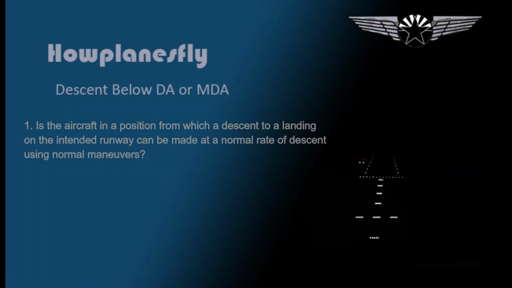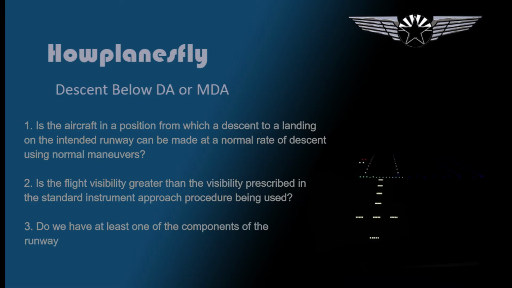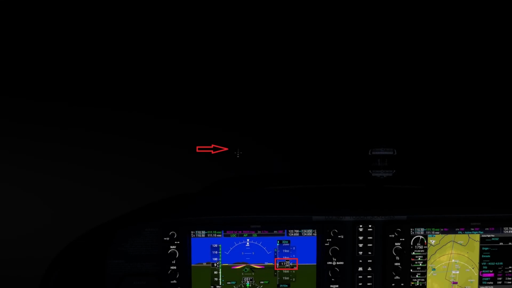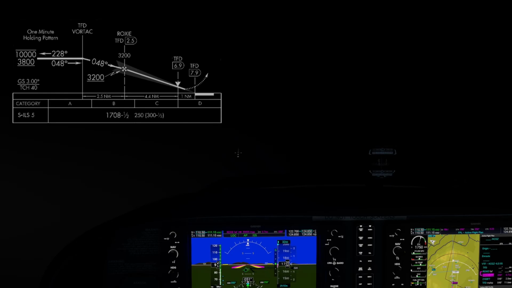In this scenario, the second and third requirements are intertwined. Remember, we need to determine, number 2, is the flight visibility greater than the visibility prescribed in the standard instrument approach procedure being used? And number 3, do we have at least one of the components of the runway environment in sight? Well, the answer to the third requirement is yes. We have the medium intensity approach light system in sight, and having the approach lights in sight allows us to descend below DA. The answer to the second requirement is a bit more challenging.